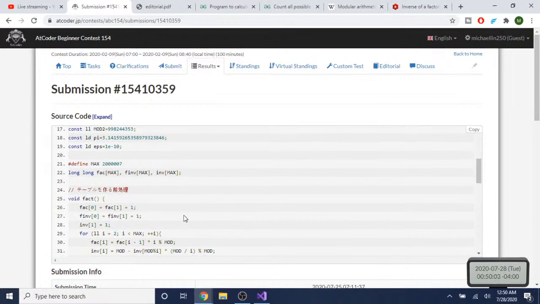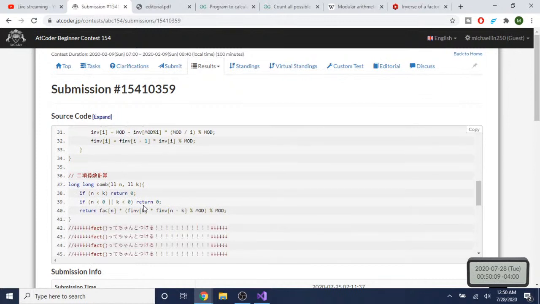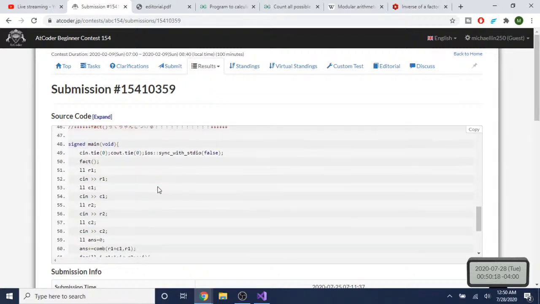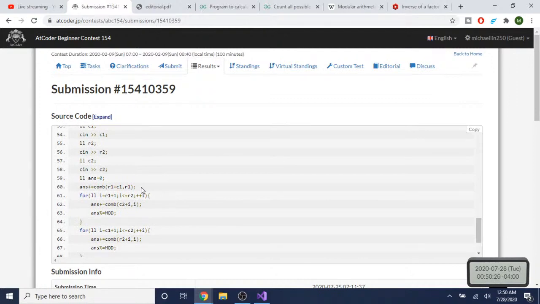Okay. Let's actually try to code a solution. Let's copy word for word and try to understand what he's doing, because I don't understand factorial inverse. But this does make sense, though.